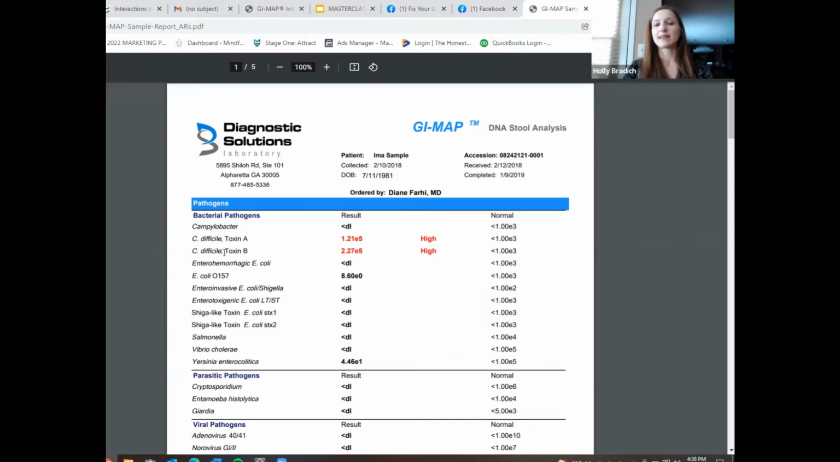But in this case, we're testing only the toxins. So these are the toxins that are produced by C. difficile. That doesn't necessarily mean you have an active infection. It means you had it or you have it to some level in your body, either now or in the past, and it has produced some toxins, which could be an issue. Obviously, if it's very high, so E to exponent 5 versus exponent 3, it's quite high.